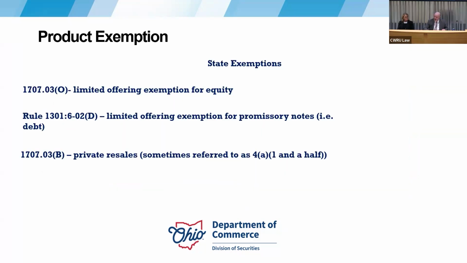not being compliant. A few of our product exemptions are pathways that we don't receive filings for, and these are some of the pathways that we're interested in getting more data on. 1301-6-03D and 1301-6-02D are limited offering exemptions to both equity and debt, respectively. And they will exempt, without a filing or a fee, sales of up to 10 Ohio investors in a calendar year, and also 03B, which is private resale, sometimes referred to as 4(a) and a half.